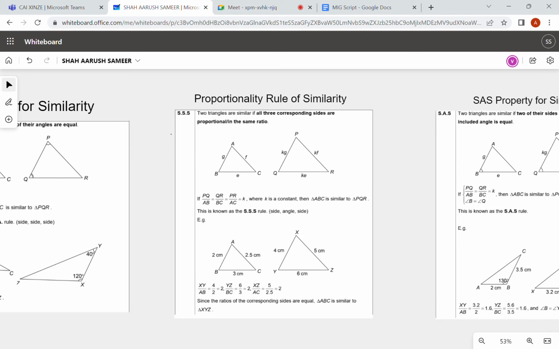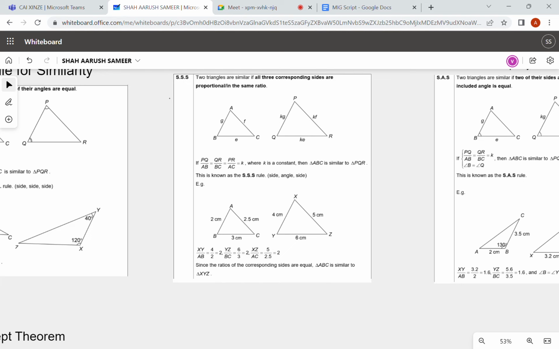Now I'll talk about the proportionality rule of similarity. This is called SSS. Two triangles are similar if all three corresponding sides are in the same ratio, as I said earlier. So in the diagram, if PQ over AB is equal to QR over BC, which is equal to PR over AC, which is equal to K, the constant which each of the sides is multiplied by to give the other sides, then triangle ABC is similar to triangle PQR. This is known as the SSS rule and there's an example given below.